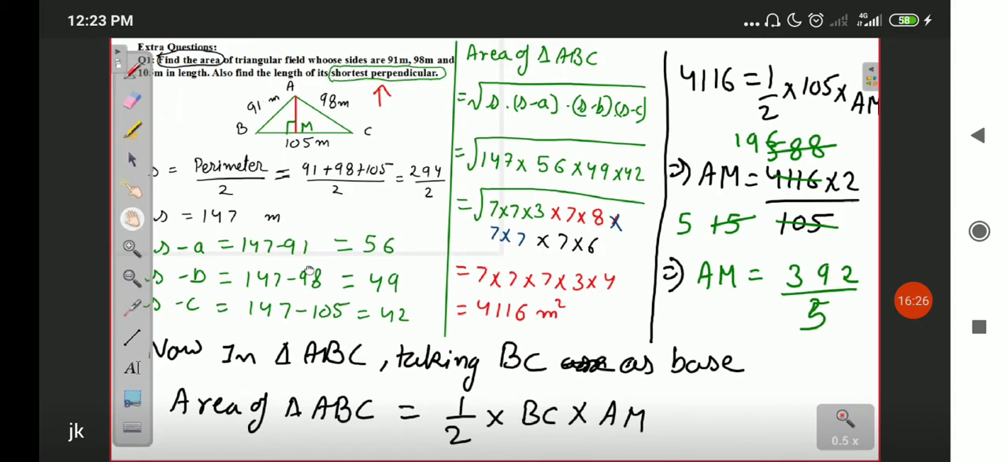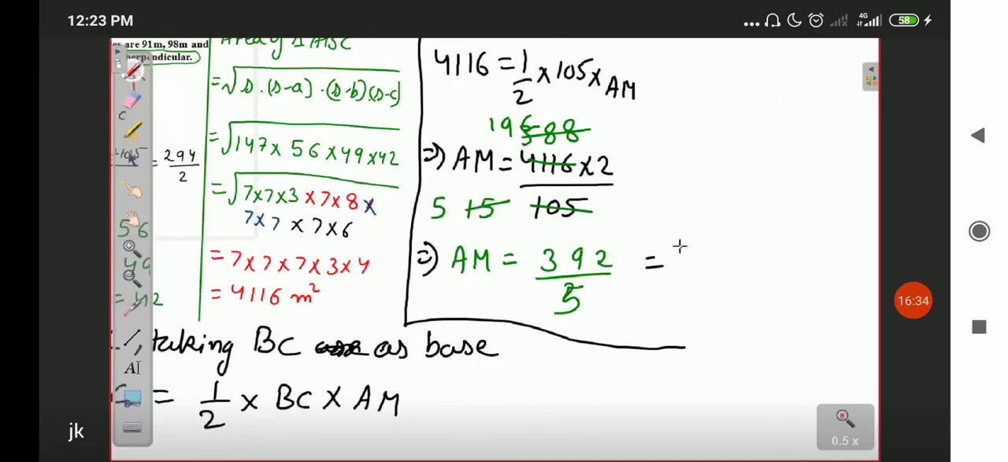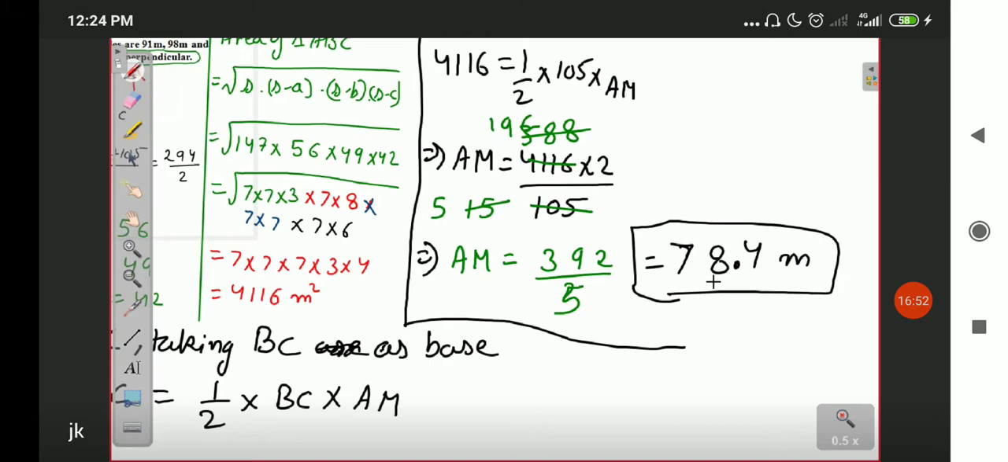Okay. Now the target is to calculate it. So 392 upon 5. 5 7s are 35, 5 8s are 40, 5 2s are 10, 5 4s are 20. So we get 78.4 meters.